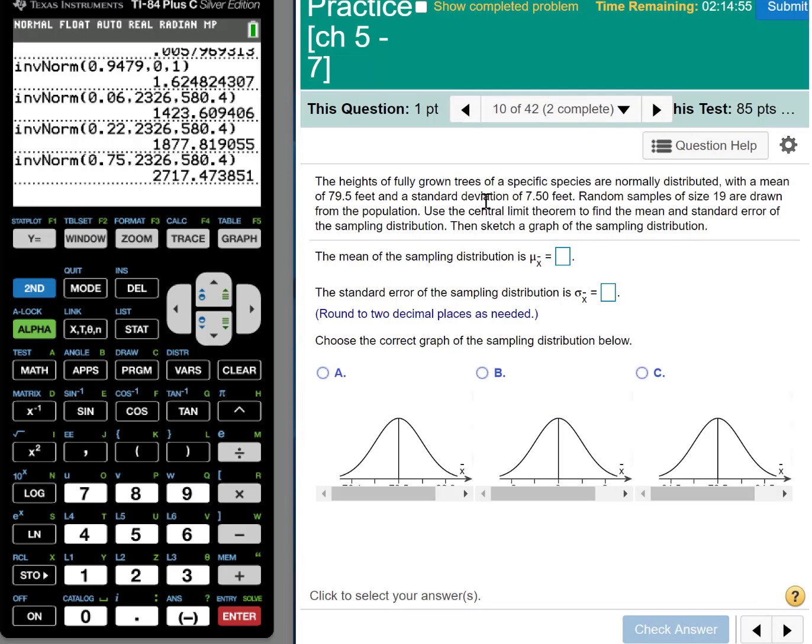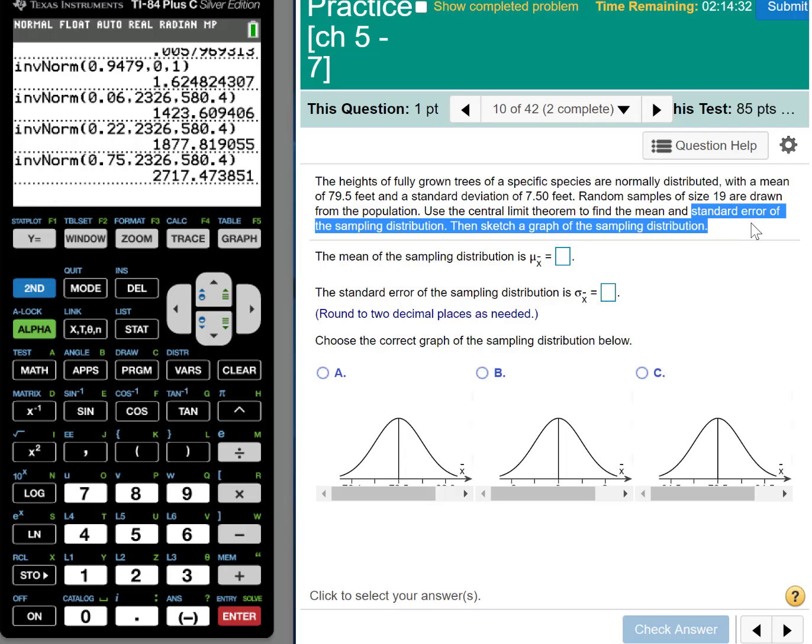The height of fully grown trees of a specific species are normally distributed with a mean of 79.5 feet and a standard deviation of 7.5 feet. He's going to ask you about X bar again. Random samples of size 19 are drawn from the population. Use the central limit theorem to find the mean of X bar and the standard error of X bar.